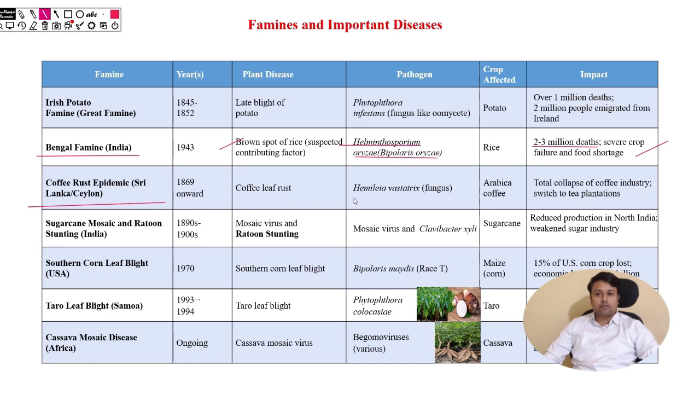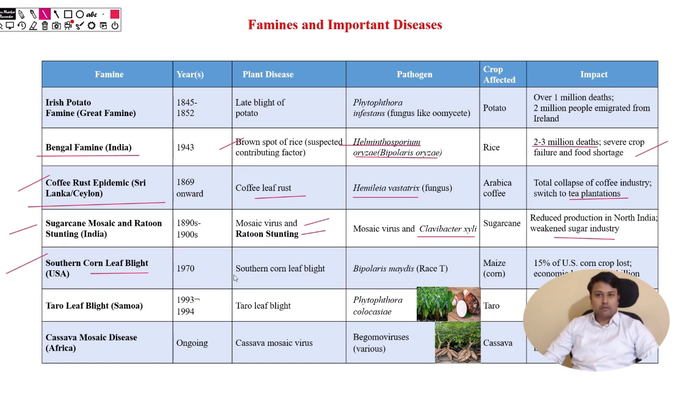The next important disease is coffee rust, caused by the fungus Hemileia vastatrix in Sri Lanka. This was also one of the important diseases which led farmers to change their crop; they switched from coffee cultivation to tea plantation. Next is sugarcane mosaic and ratoon stunting in North India. Mosaic is due to the sugarcane mosaic virus, and ratoon stunting is due to the bacterium Clavibacter xyli, and these led to the total collapse of the sugar industry in North India.